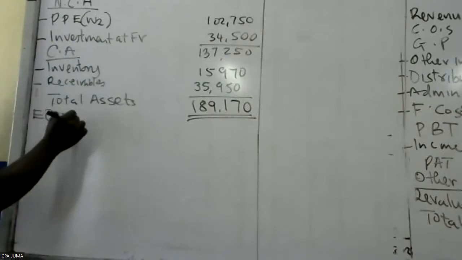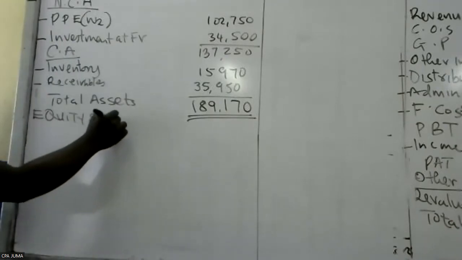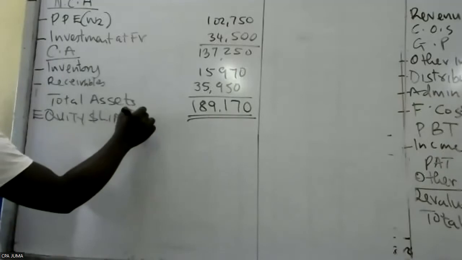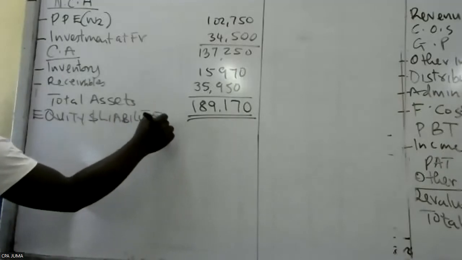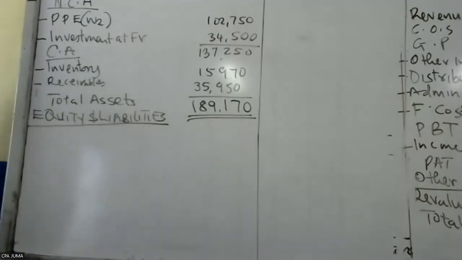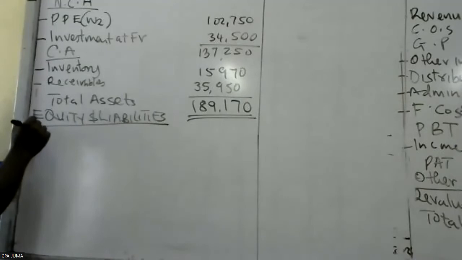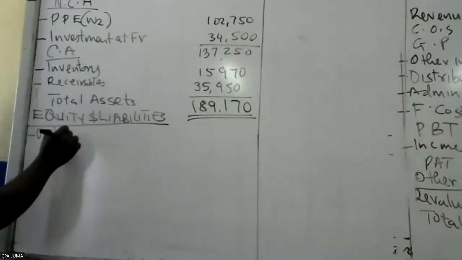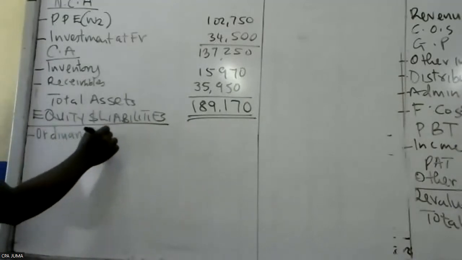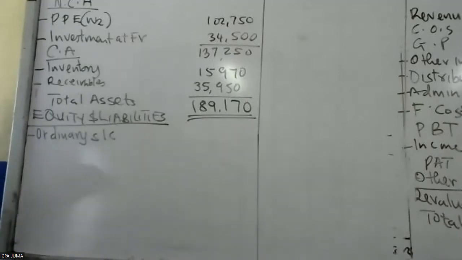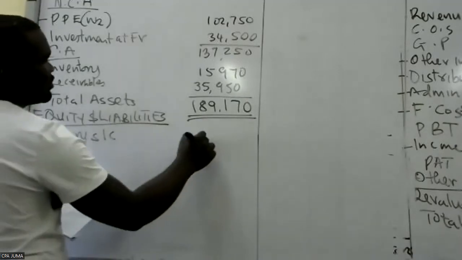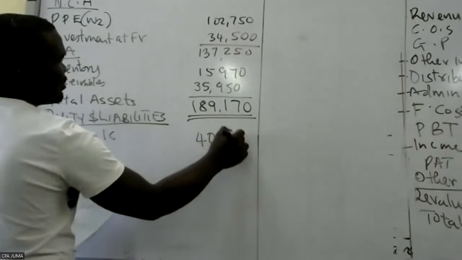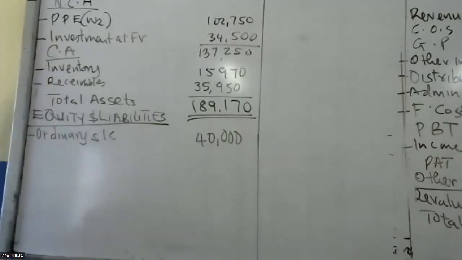Equity and liabilities. Equity and liabilities. Ordinary share capital. The first item up there. Ordinary share capital. How much? 40. Give us here. 40.